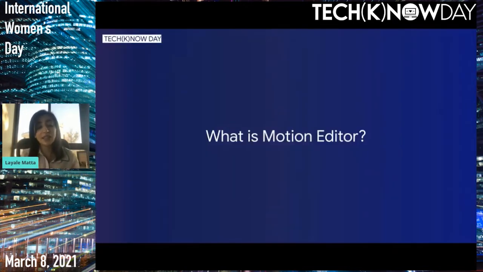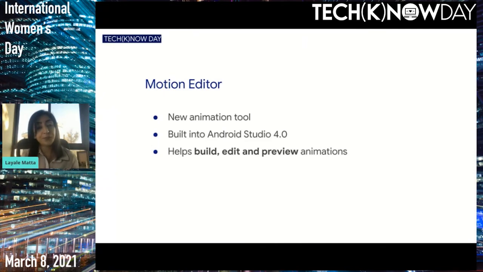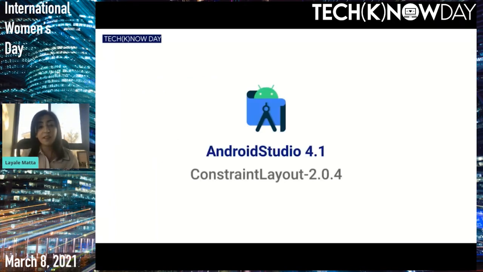Now, what is Motion Editor? Motion Editor is a new animation tool that is built into Android Studio. Be aware that it only works with version 4.0 and above. So it makes it easier to build, edit, and preview animations as we are developing them. And just note that I am currently using ConstraintLayout 2.0.4 and Android Studio 4.1.